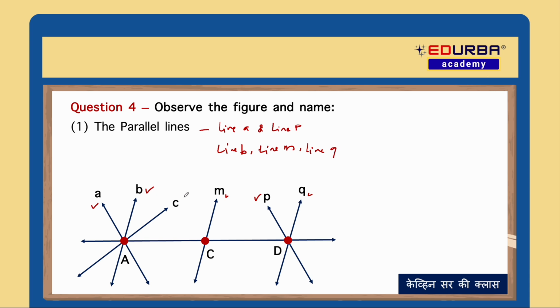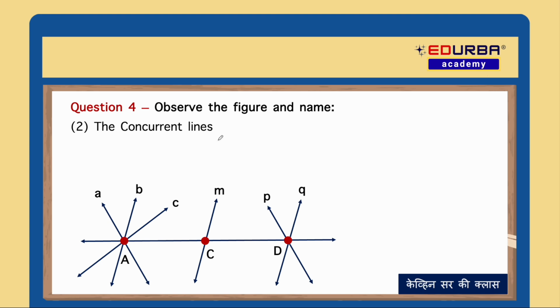So that's how we covered all the lines here which are parallel. Now what about C? It doesn't look like there is any line here which is parallel to C. So I can just ignore it. So that's how I covered line A and P are parallel. Similarly, line B, M, and Q are parallel to each other. Now let's find out the concurrent lines.